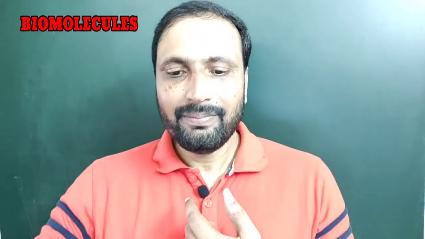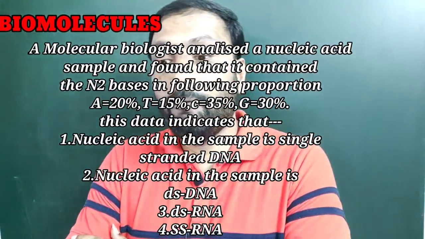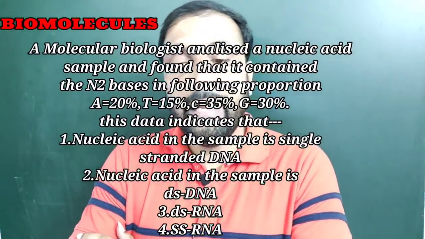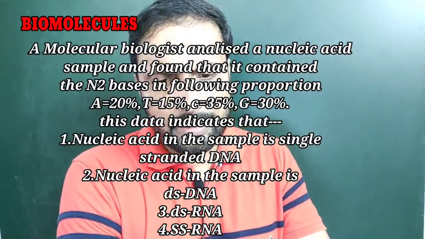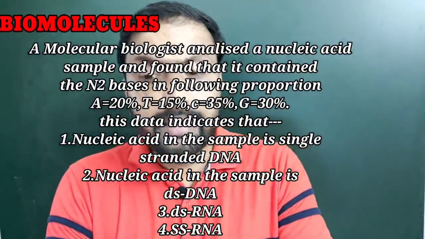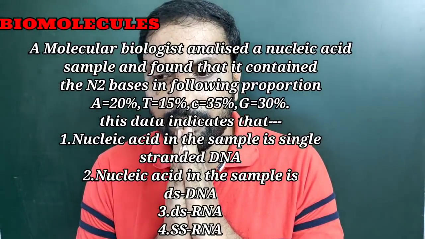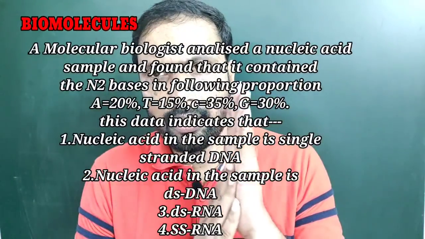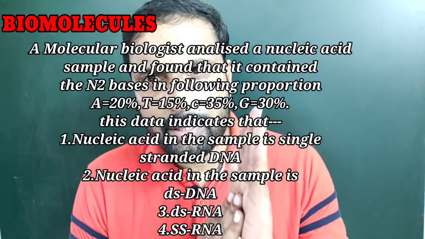Okay. A molecular biologist analyzed a nucleic acid sample and found that it contained the nitrogen bases in the following proportion. Adenine percentage is 20, thymine percentage is 15, cytosine percentage is 35, guanine percentage is 30. According to Chargaff, definitely adenine is complementary with thymine by 2 hydrogen bonds. Here adenine is 20%, thymine is 15%.